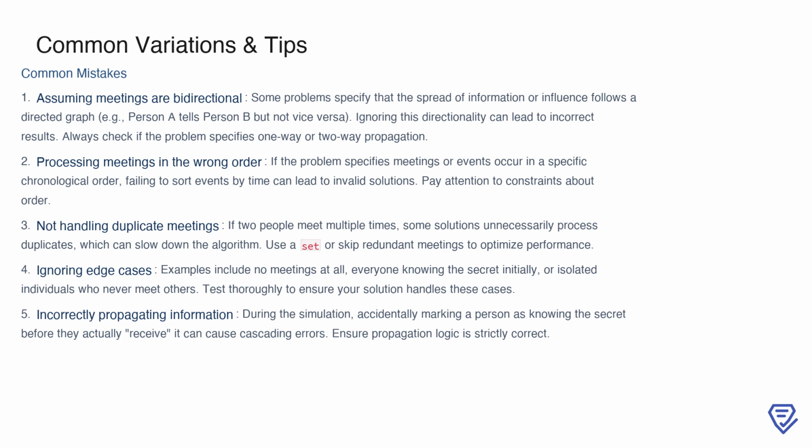Finally, be cautious with your propagation logic. Accidentally marking someone as knowing the secret too early, before they've actually received it, can cascade into more errors. Always ensure the logic for spreading the secret is strictly accurate.